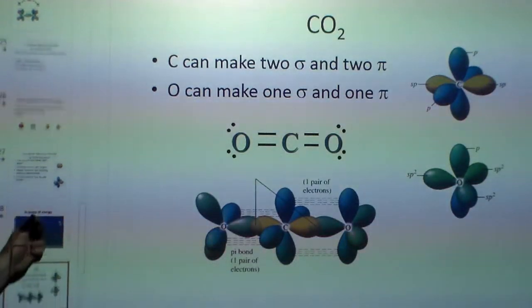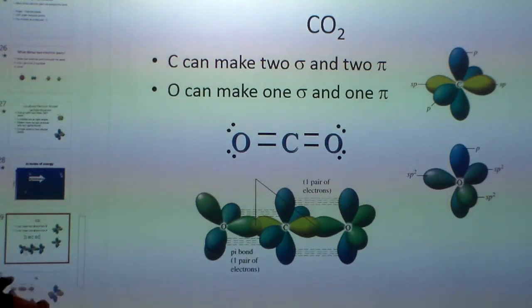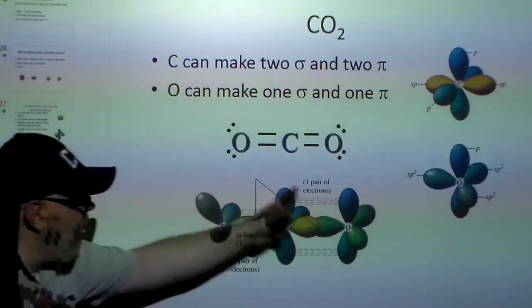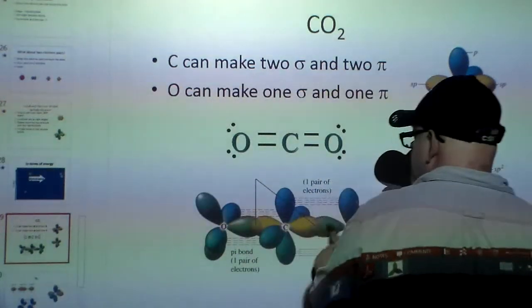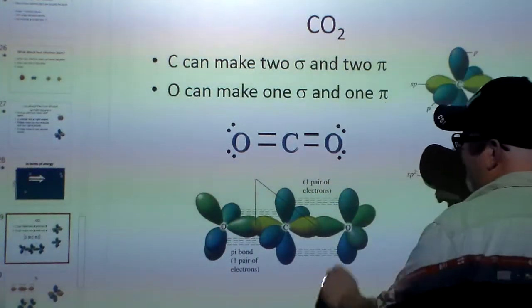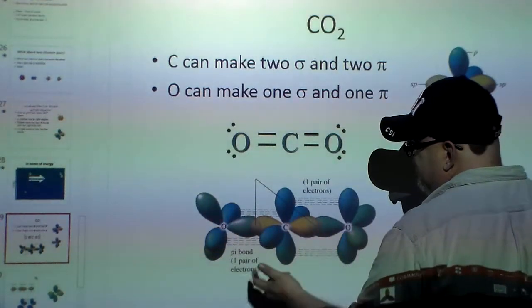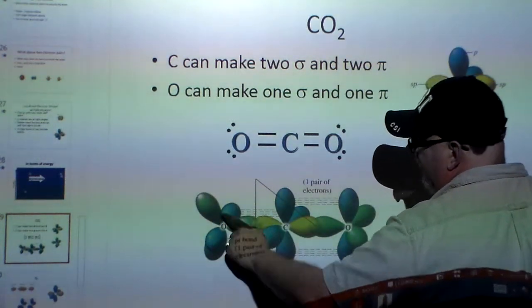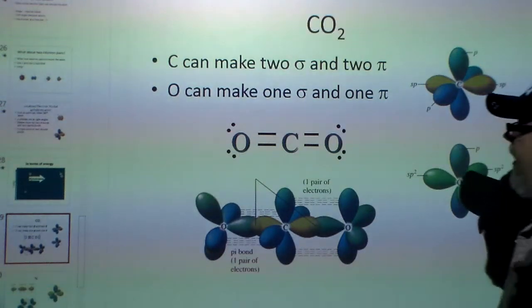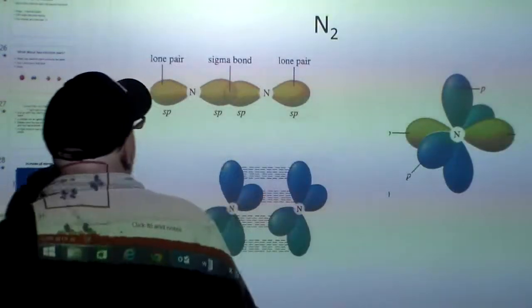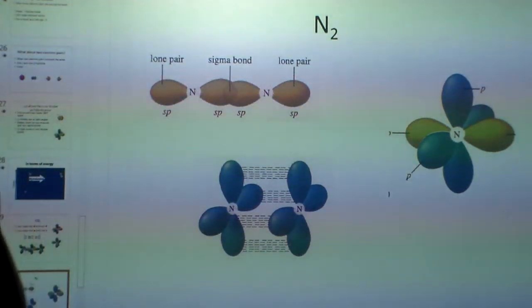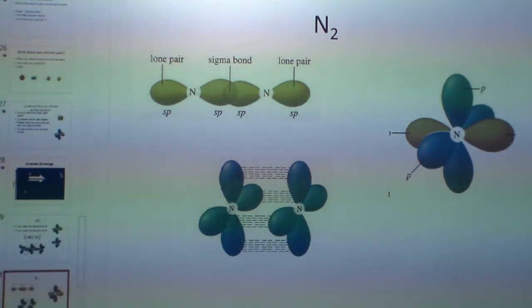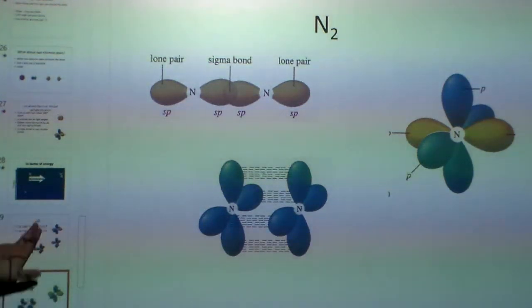CO2 can make 2 sigma and 2 pi bonds. The oxygen can make 1 sigma and 1 pi bond. So this is what carbon dioxide would look like. You've got a sigma bond here, here, but you also have a pi bond. Now it doesn't matter if it's here or here for the other electrons. I'm just letting you guys know. So for N2, same idea, that hybridization that's there. If you've got 2 N's together, it tends to be, oh my, a triple bond.